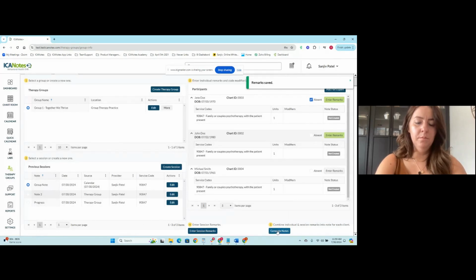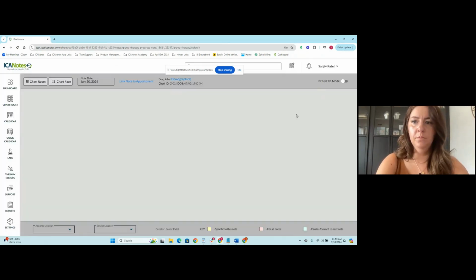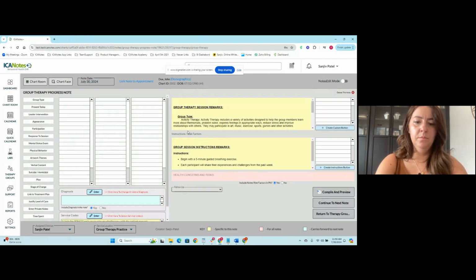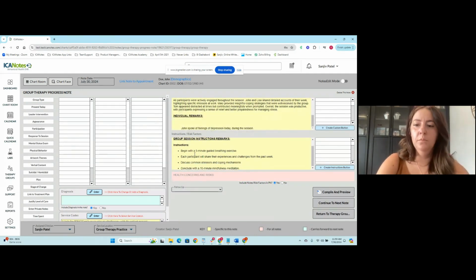So at this point, I'm going to go ahead and generate the notes for each of these patients or clients here. So now I have the notes for each of these clients, and I can go into the work area and view the session here. I have the remarks at the top here. I have the instructions that led the group therapy session. And at this point, I can add specific notes for this specific individual, again, if I'd like to. If not, I can go ahead and compile and preview here.